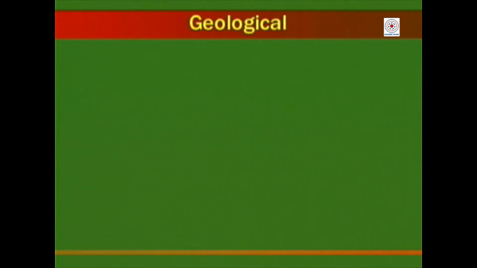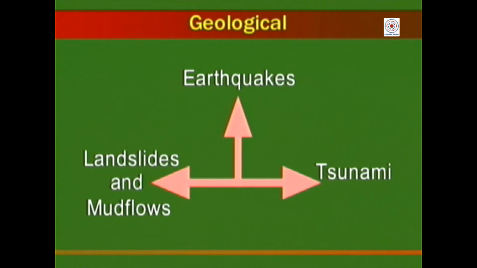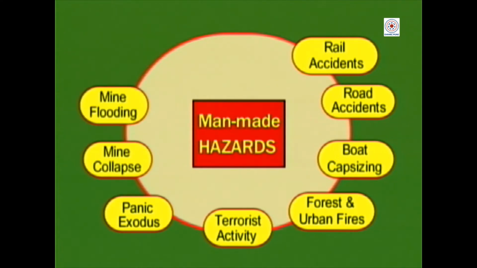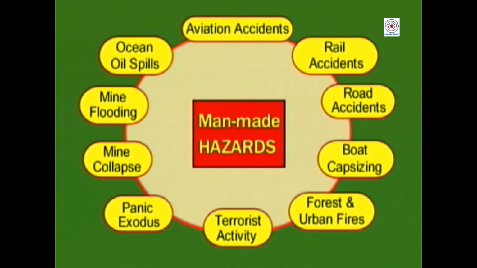Second major category is the geological disasters, where we are talking about earthquakes, tsunami, landslides and mud flow. Third one is man-made hazards or disasters, where we include aviation accidents, rail accidents, road accidents, boat capsizing, where boats turn over in the middle of a river or lake, forest and urban fires, terrorist activities, panic exodus, mine collapse, mine flooding, and ocean oil spills. So, these are basically the man-made accidents, classified in the third category of disaster.